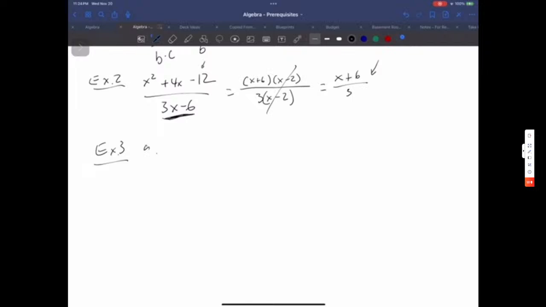So let's look at this one, x cubed minus 4x over x squared plus x minus 2. If we look at the top, easy, we pull an x out of there and we get x times x squared minus 4, which can be factored even further to x plus 2 times x minus 2.